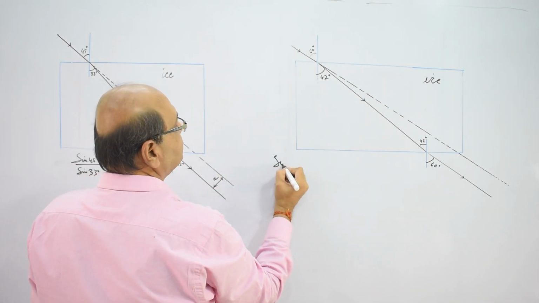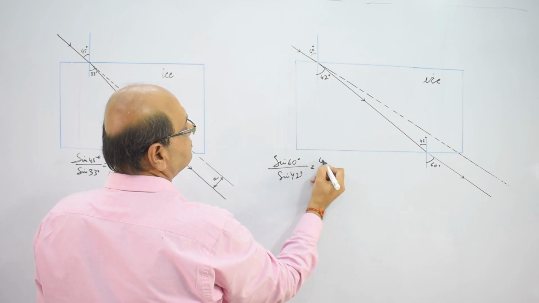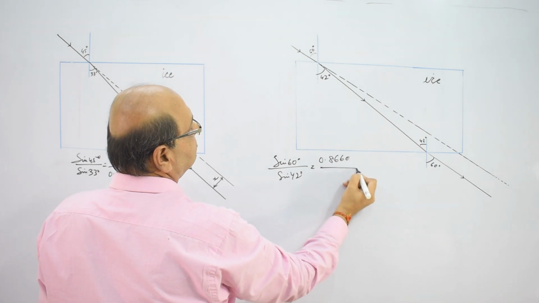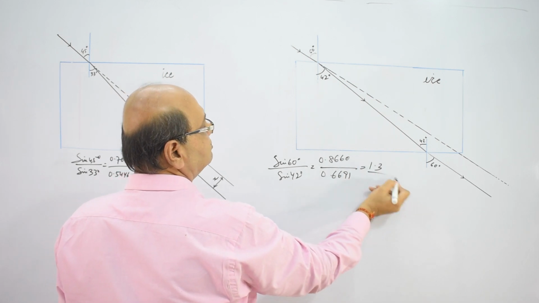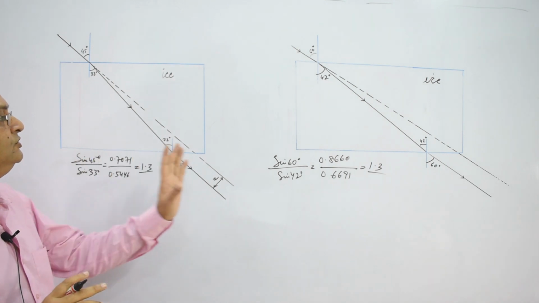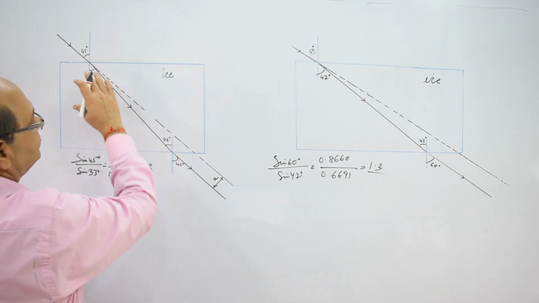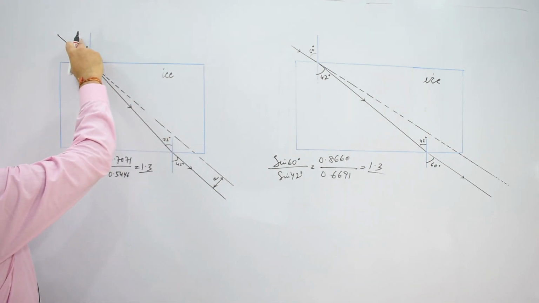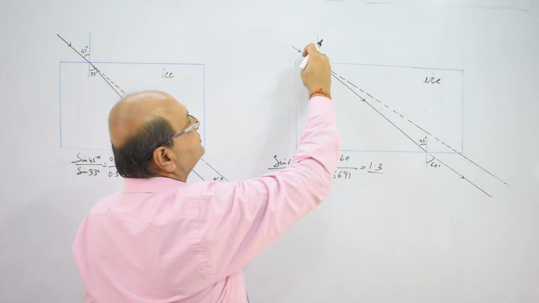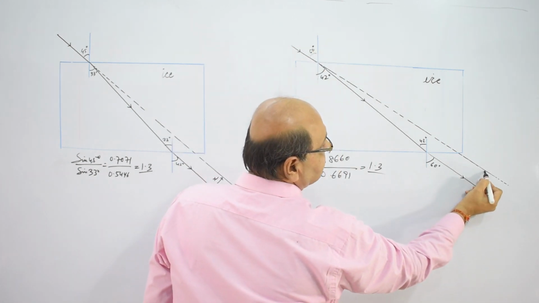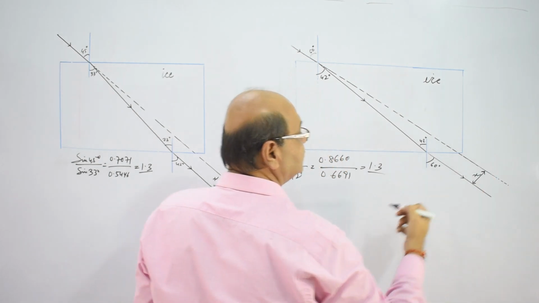Now here we get sine 60 upon sine 42 degrees is equal to 0.8660 upon 0.6691 is equal to 1.3 approximately, and these are the values for what? Refractive index of ice, therefore these are true. Now you can see here that when the angle of incidence is 45, this is the lateral displacement, whereas when the angle of incidence is 60 degrees, we see that the lateral displacement has increased again.